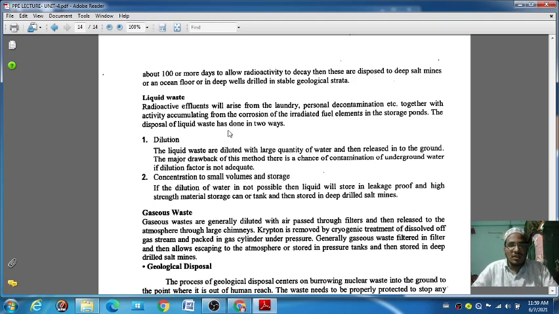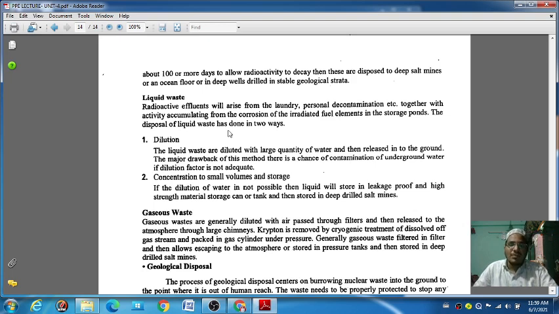In dilution, liquid waste is diluted with a large quantity of water and then released into the ground level. The major drawback of this method is that there is a chance of contamination of underground water if the dilution factor is not adequate. It means that in dilution, the liquid waste will be absorbed into the ground level of the soil, and it will not be good for our underground water.